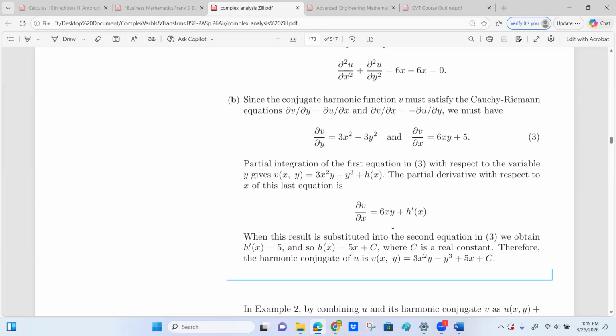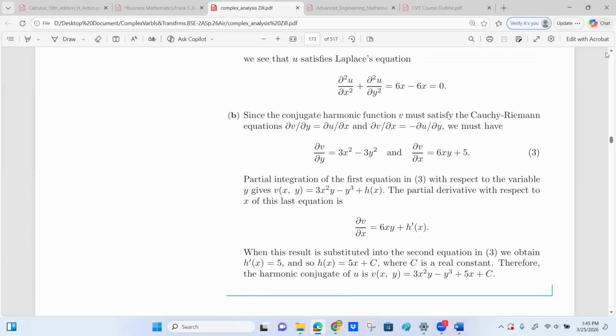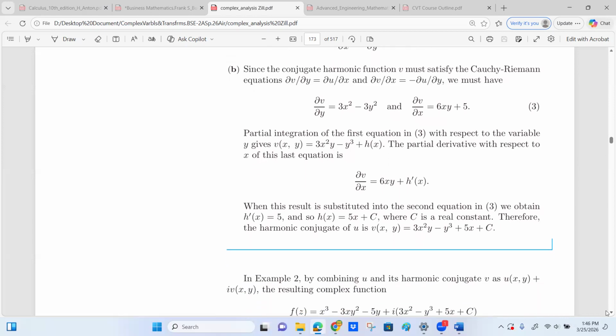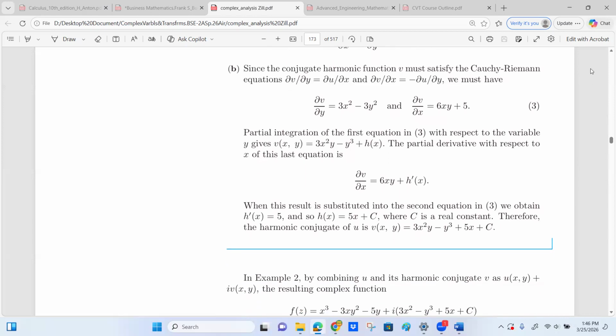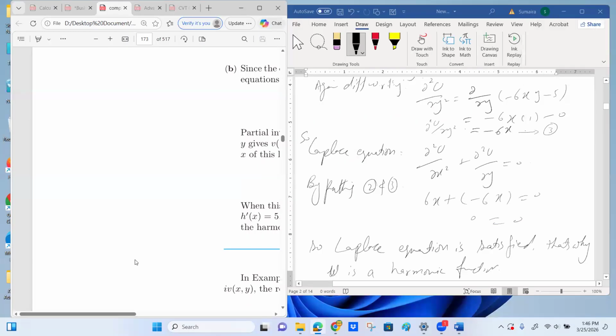Okay, students, now I will start here, how we will start the equation. For the purpose of smooth understanding, I will write here step by step.